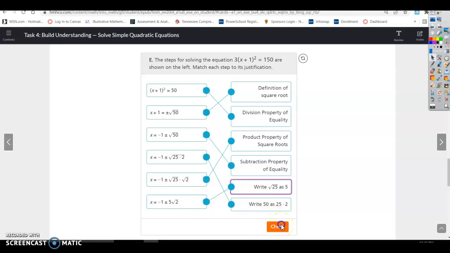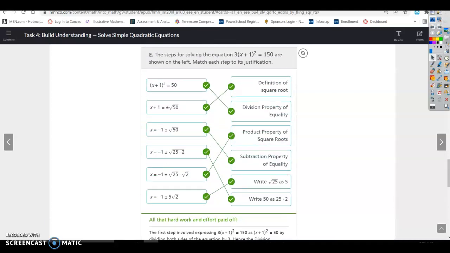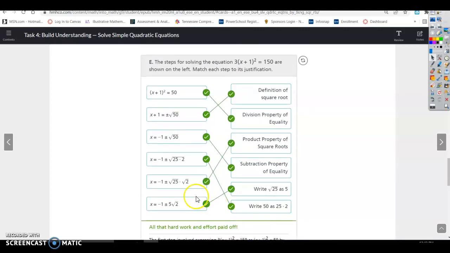All right, so that just is going to show you the order of how to work that out, similar to what the steps are above for the general formula. So that's just an example to look at. All right, that's all for task 4. If you have any questions, let me know.